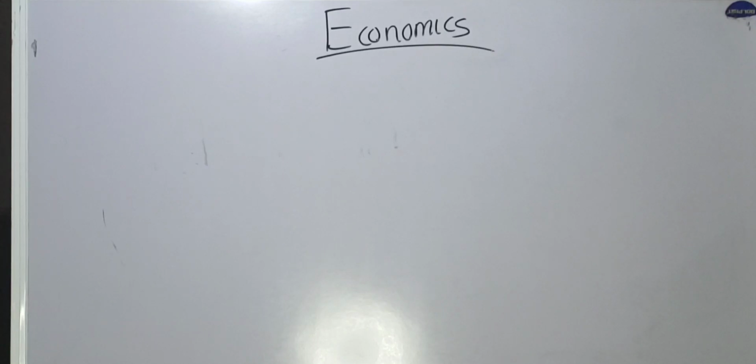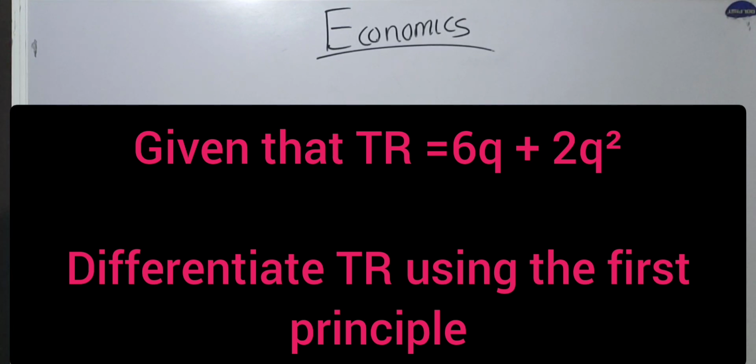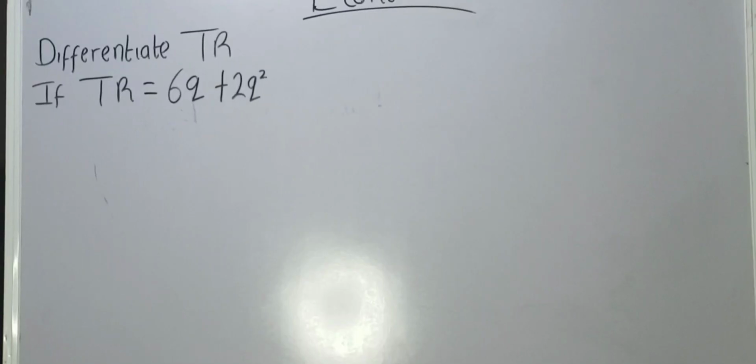In today's class, we are going to look at the application of differential calculus in economics. We are given that if TR, which is total revenue, is equal to 6Q plus 2Q squared, find the derivative of TR from the first principle. Now, we've been given the total revenue function as this. We are asked to differentiate this function using the first principle.